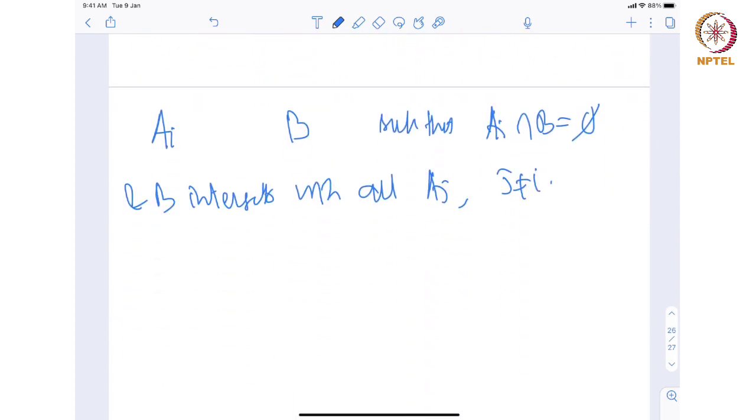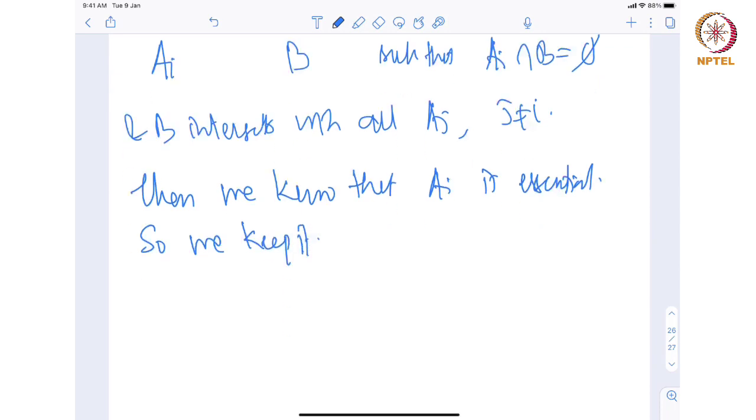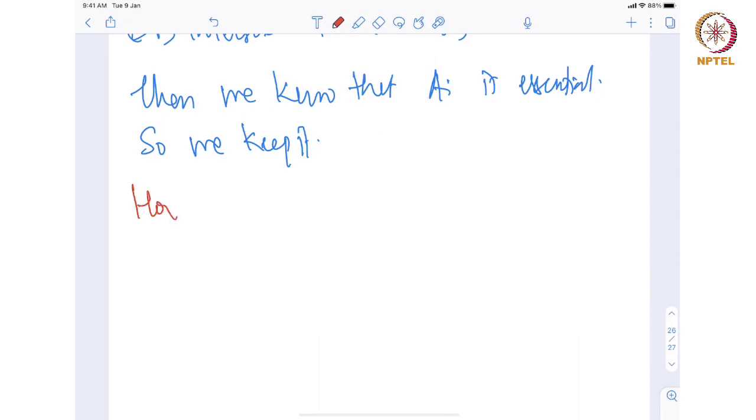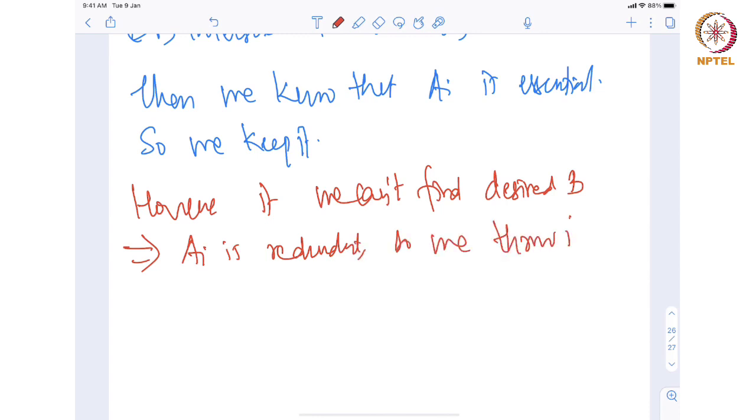So you keep such an i. Then we know that A_i is essential, so we keep it. However, if we can't find the desired B, what does it imply? This implies that A_i is redundant, so we throw it. And notice that even after you throw it, the B which was guaranteeing that A_i is disjoint from this B and B intersects everybody else still holds.